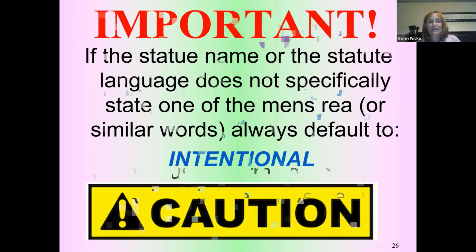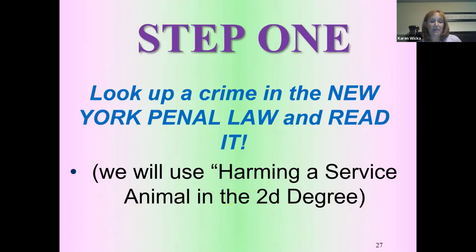Okay. So now we're going to actually use the penal law. Take out your penal law and you're going to use it. We're going to use this crime, harming a service animal in the 2nd degree. It's the same one we used for actus reus. So look it up in the index. Remember, you can't look under harming, you gotta look under service animal. So stop the video, find it. Once you find it, start the video.